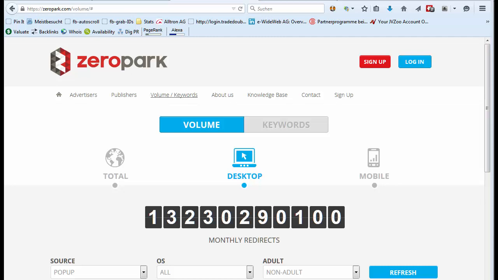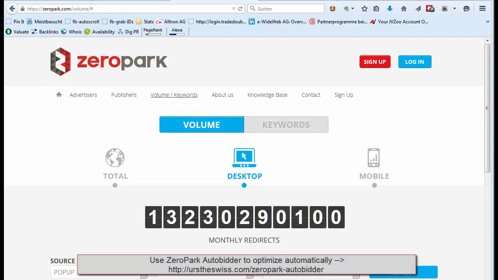Okay, in this training we're going to look at ZeroPark and how they provide information, and where they provide information that will help us in our attempt to get the perfect bidding levels. I am at the URL zeropark.com/volume, and that is exactly where you get this kind of filtering web page. Let's have a look quickly at what we see here.